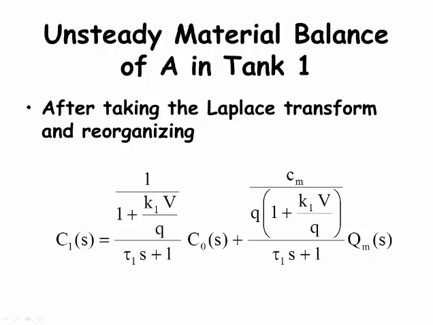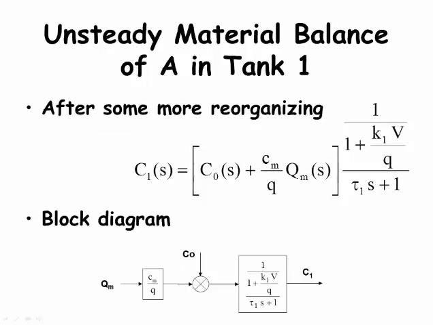It is a first-order process because we have the terms tau 1 times S plus 1 in the denominator. After some more reorganization, we have our Laplace domain expression and the corresponding block diagram. We have two inputs, C0 and QM. Notice how the term Cm over Q that was in the equation becomes a transfer function of the block diagram to convert the flow QM into a concentration that can be summed with the concentration C0.